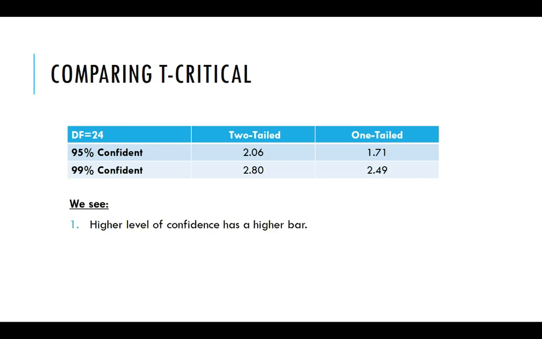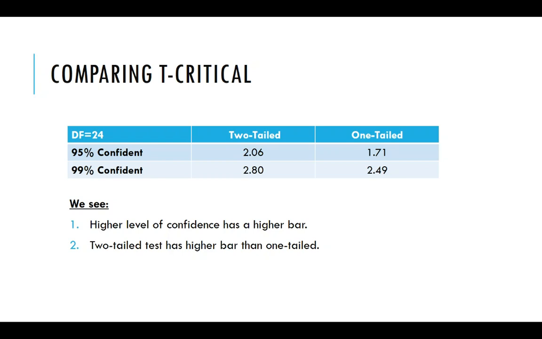We see first that a higher level of confidence has a higher bar, right? Look at 95% confident and look at 99% confident. Which one has the higher hurdle? 99% confident. Well, that makes sense, right? Because we're saying, look, if you want to be more certain, which means you want to have less chance of an error, you better have a more rigorous test. You're going to have to clear a more rigorous test. You're going to have to clear a higher hurdle.